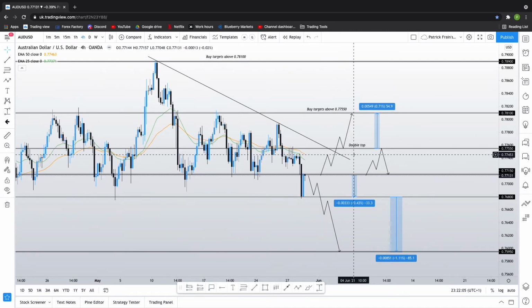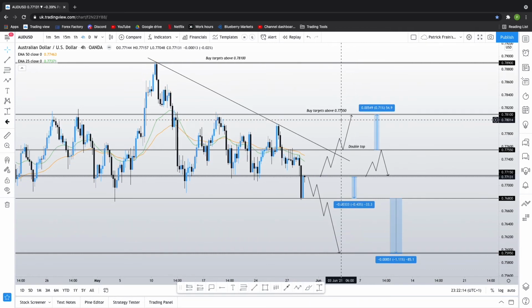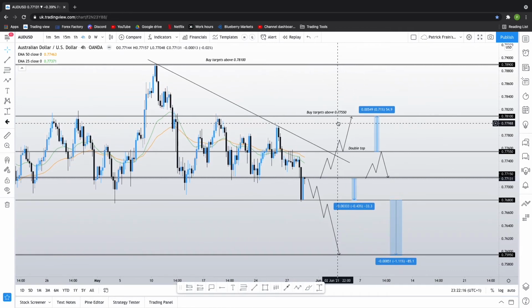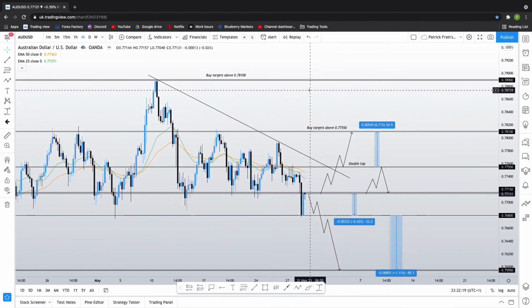However, if we do break above 0.77550, we would have broken this trend line, and then I will be looking for buys off a break and retest of this level, with first targets at 0.78100, which is around 54 pips, and second targets up at our highs at 0.78900.